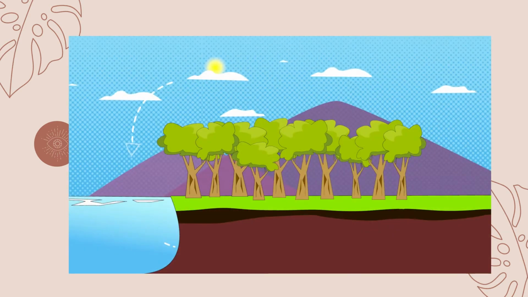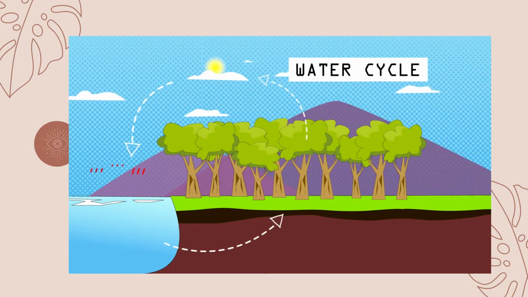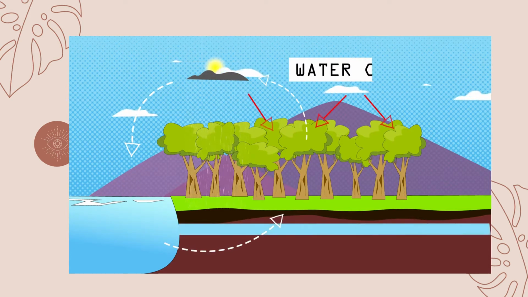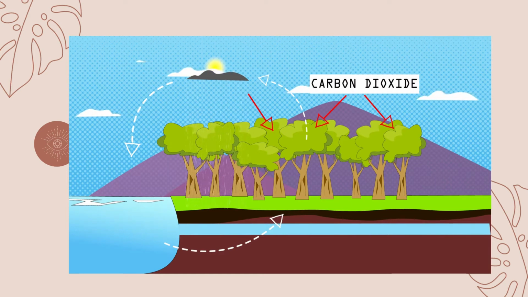Forests provide services to the planet. They are important in the water cycle, recycling fresh water across the globe. Trees are also able to take in and store carbon dioxide, which helps regulate the Earth's temperature.